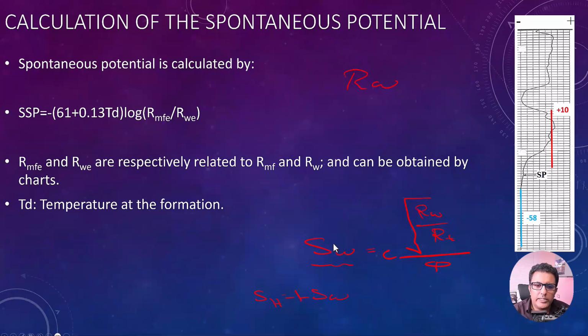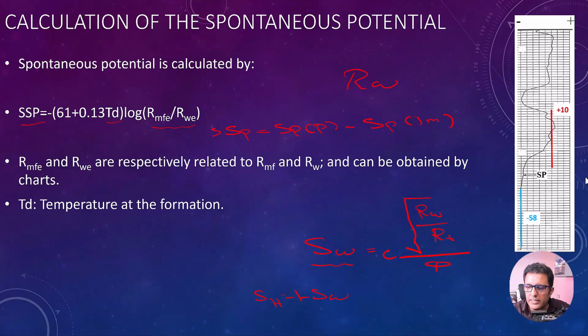And how are we able to do that? Because the spontaneous potential is linked to the temperature and also the Rmfe to Rwe ratio. So what is SSP here? SSP is the SP of the permeable layer minus the SP of the impermeable layer.